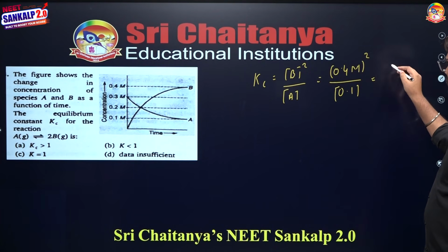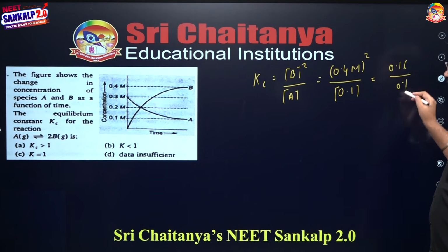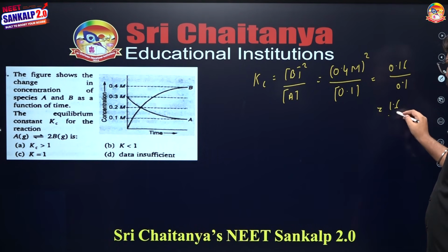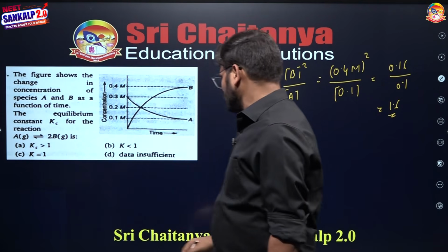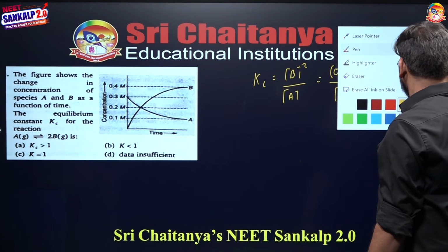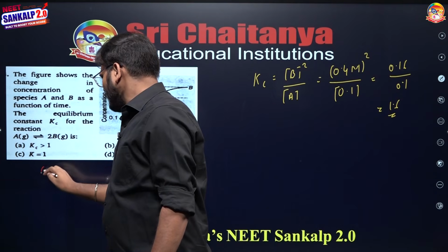So we can solve it, 0.16 by 0.1. So accordingly we can say it is 1.6. So our answer will be greater than 1. So the answer will be A.